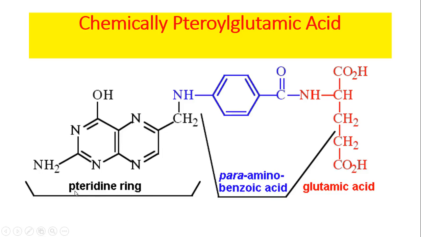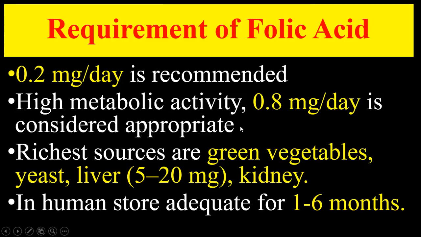So this is a pteridine ring, which has a glutamic ring, and this parabenzoic acid is not referred. Only this pteridine ring and glutamic acid are referred. So folic acid is chemically pteroyl glutamic acid. As for the requirement, a normal human being would require 0.2 mg per day. Special conditions like pregnancy and lactation require a higher amount, that is 0.8 mg per day.